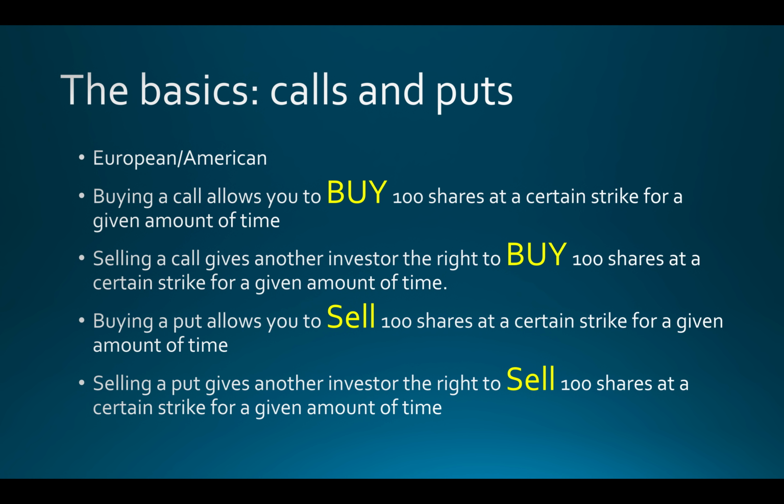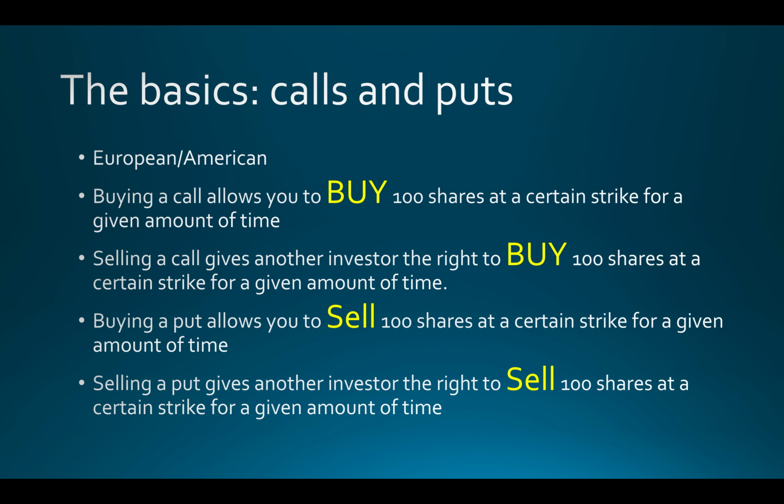Buying a call allows you to buy 100 shares of a stock or an ETF at a certain strike for a given amount of time. Selling a call gives another investor the right to buy 100 shares at a certain strike for a given amount of time. So you are obligated to sell them 100 shares. You will either be short 100 shares, or if you have 100 shares, then you will sell those 100 shares at a given stock price.